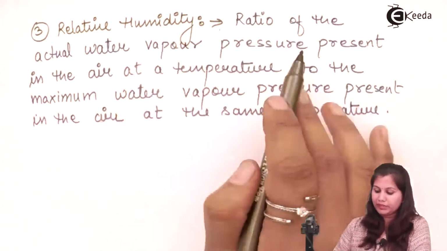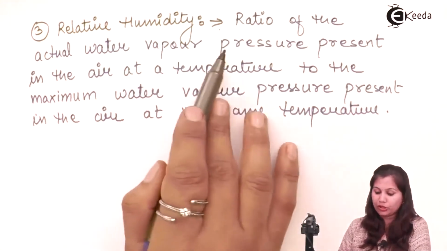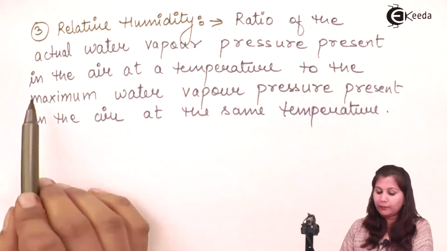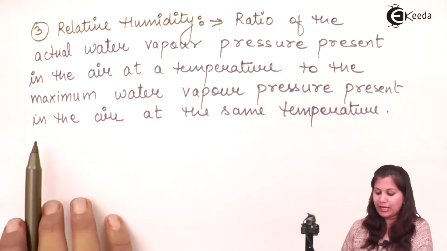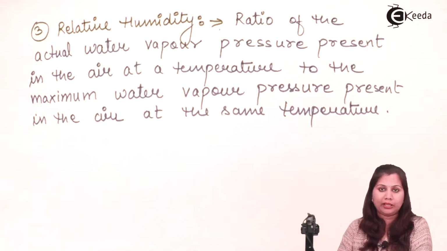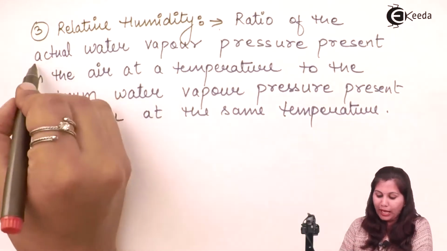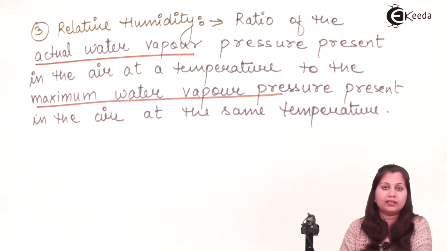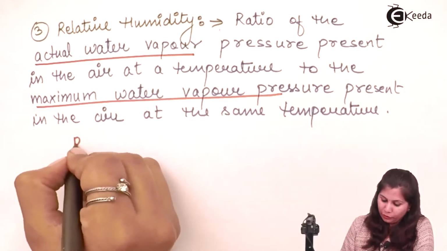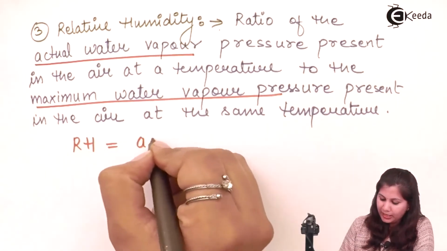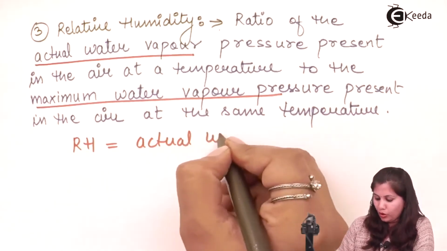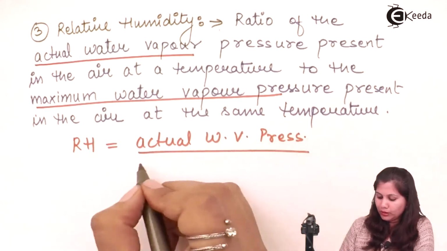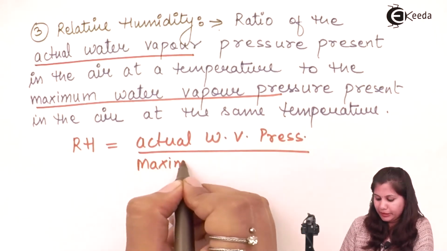So relative humidity is defined as the ratio of the actual water vapor pressure present in the air at a particular temperature to the maximum water vapor pressure which can be present in the air at the same temperature. So it is the ratio of the actual water vapor content to the maximum water vapor content present in the air. Relative humidity, that is RH, is the actual water vapor pressure to the maximum water vapor pressure.